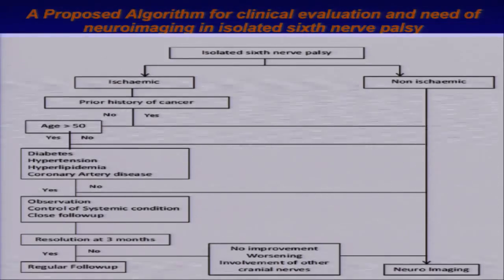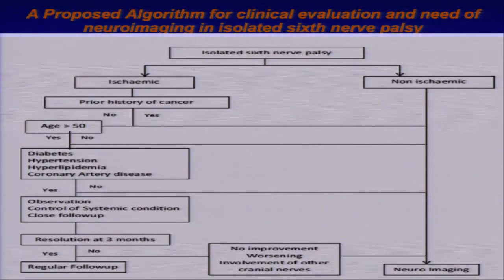On the basis of our study, we propose an algorithm for clinical evaluation and need of neuroimaging in isolated nerve palsy. We divide the etiology into ischemic and non-ischemic groups. In the ischemic group, we ask the patient to rule out a history of cancer. If the patient has a history of cancer, we directly order neuroimaging. If there is no history of cancer, we focus on the age of the patient. If age is less than 50 years with or without vasculopathic risk factors, we go for neuroimaging.